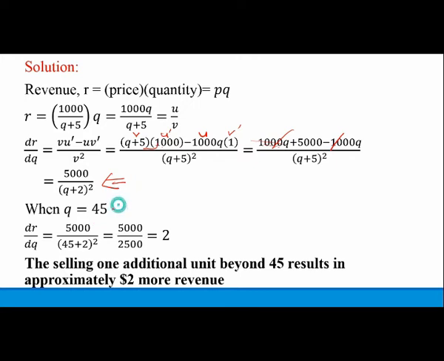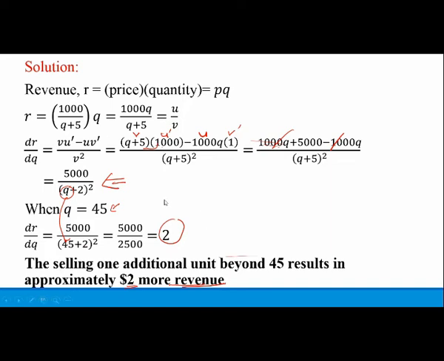We know that Q is equal to 45, so just substitute Q with 45. And then you will get that it is 2. What this means is that the selling of an additional unit beyond 45 results in approximately $2 more revenue, which means that selling more than 45 units produces $2 for our revenue, our profit. This is marginal.